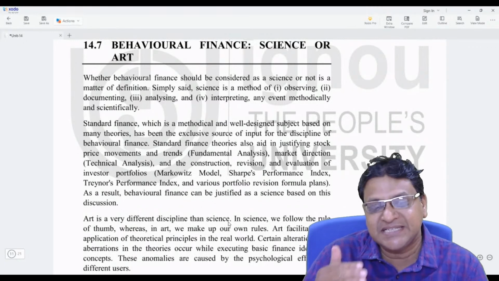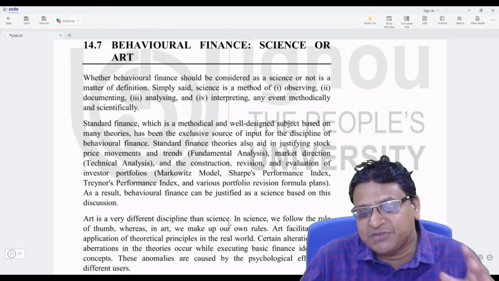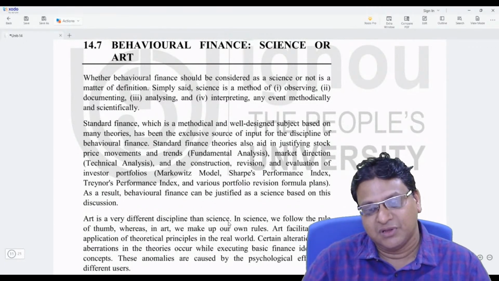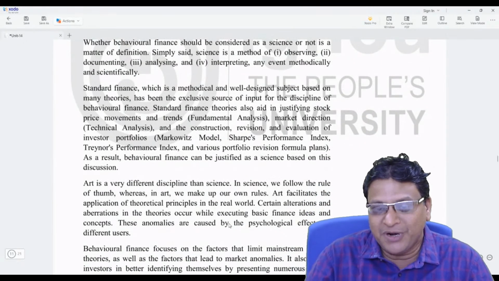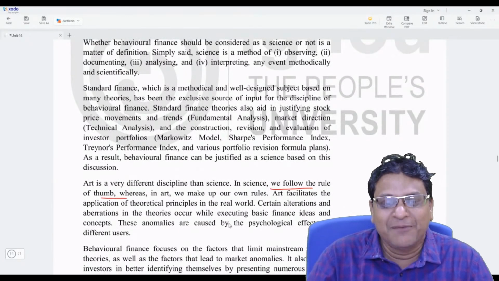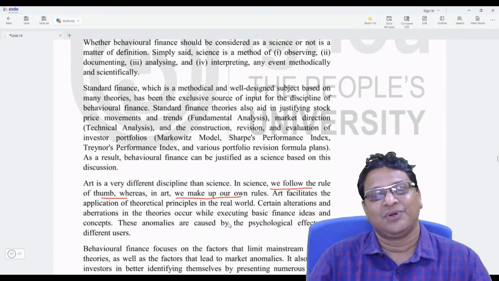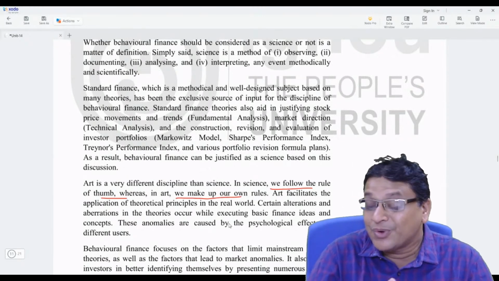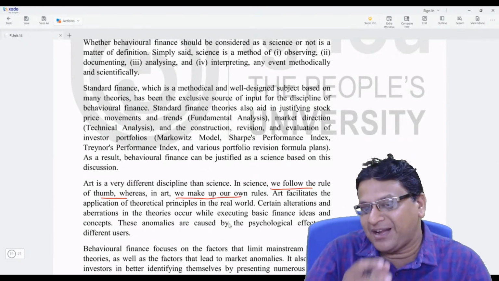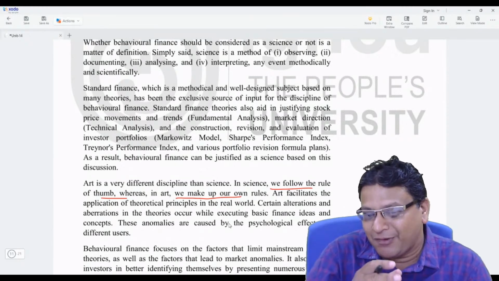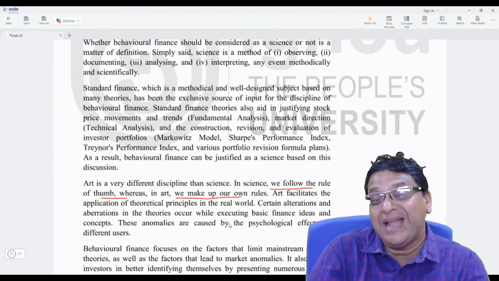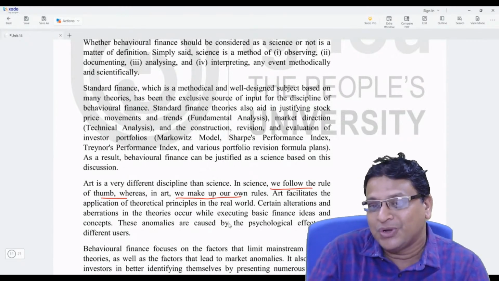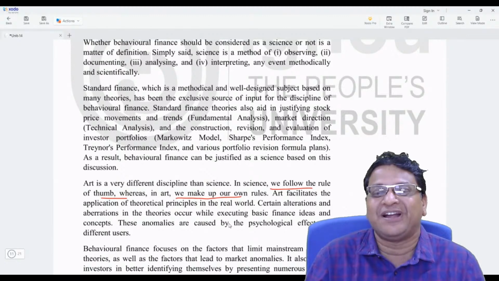Science is a discipline which is based upon rules. In science, we follow certain thumb rules, but in art, there is no rule. In art, everybody has their own rules. Cooking is a science, cooking is an art. You can learn cooking, but by learning from the same teacher, 20 students will cook the same food differently.